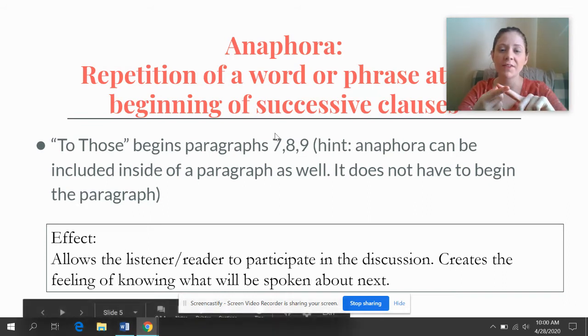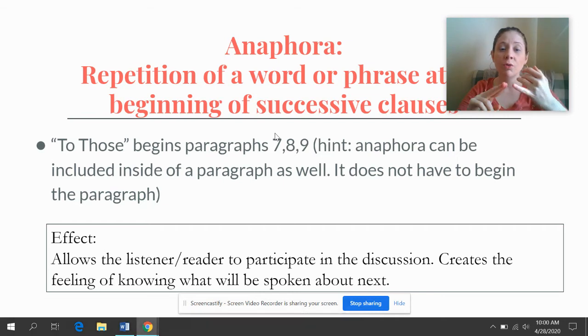In paragraphs 7, 8, and 9, JFK uses "to those" to begin the paragraphs. So here he uses anaphora at the beginning of big paragraphs, but anaphora can also be used one sentence after another or one phrase after another. This is just a really good one where you can very clearly see it. If you were to go back on your speech and look at 7, 8, and 9, those paragraphs all begin with "to those."